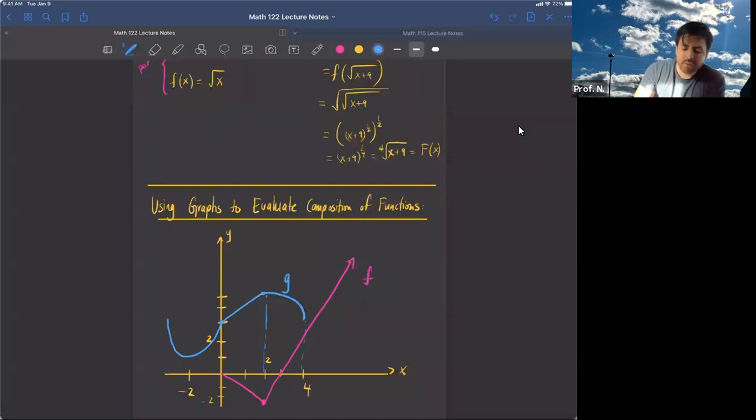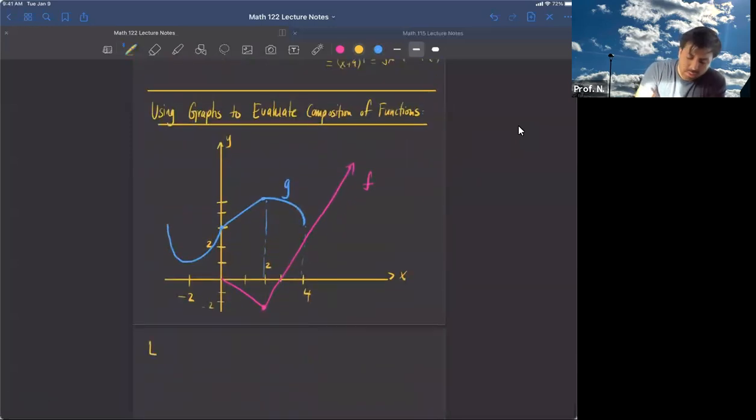Okay, so we have this kind of weird function. We have two functions, f and g, right? And let's say I want to evaluate the following: f of g of 2. This is not that different than what we've done with the other example where we had the actual function being defined algebraically. In this case now, my functions are not defined algebraically, they're defined graphically. But the idea is still the same. I'm going to find first, what is g of 2? How would you find g of 2?